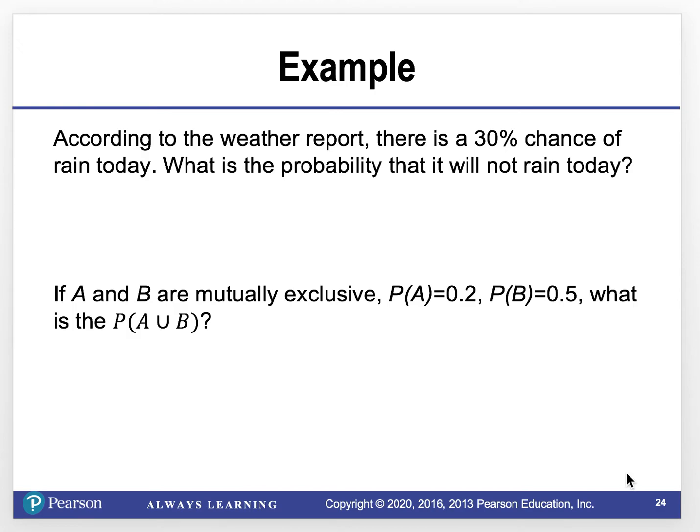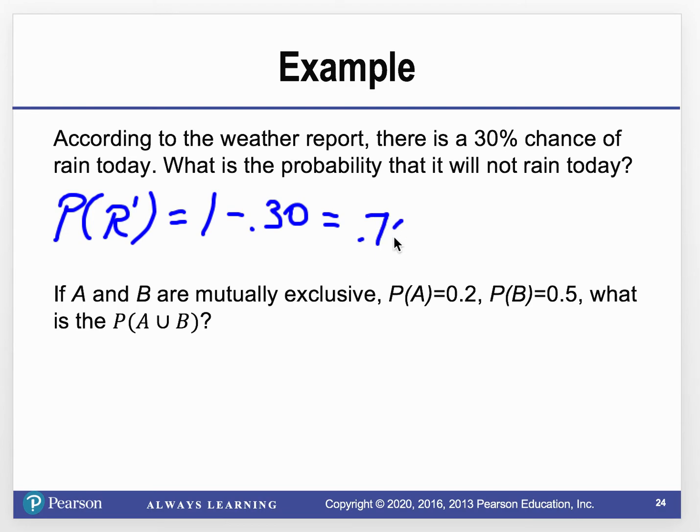According to the weather report, there is a 30% chance of rain today. So what's the probability it will not rain today? Oh, so we're trying to find the probability that it's not going to rain, right? So technically I have this formula, but this is another one where, hey, if there's a 30% chance it's going to rain, I know there's a 70% chance it's not going to rain. But there's my formula.